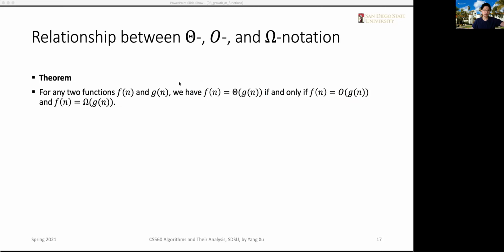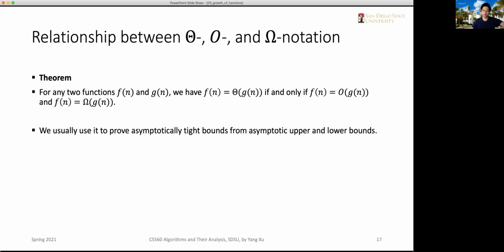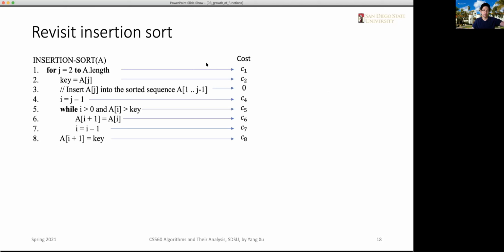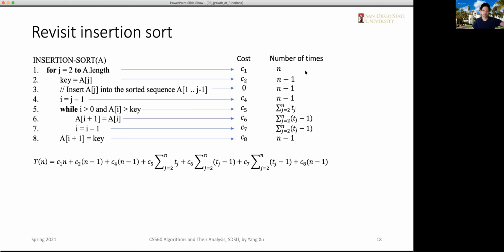Anyway, okay, so this theorem says that in order to prove the Big-Theta, we need to prove the big O and big omega. So usually, by finding the lower bound and upper bound independently, we are able to prove the tight bounds altogether. Okay, so if we look at the insertion sort again, using the big omega or big theta notation, we basically can see that.